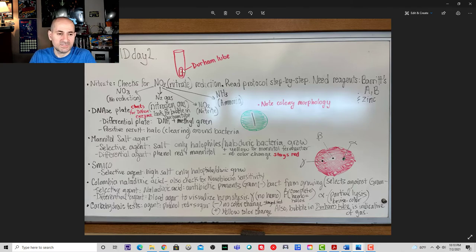in various test tubes, actually. It's an inverted small test tube. The Durham tube is there to trap gas. You can see gas collected by the Durham tube.